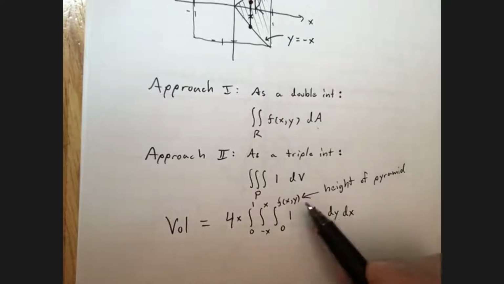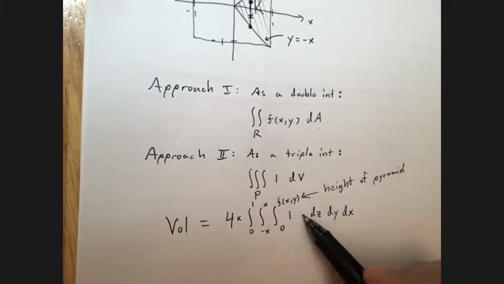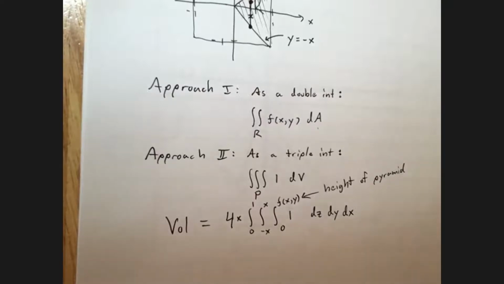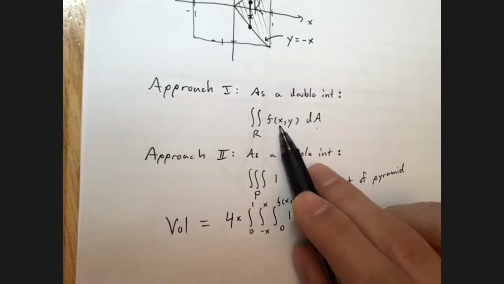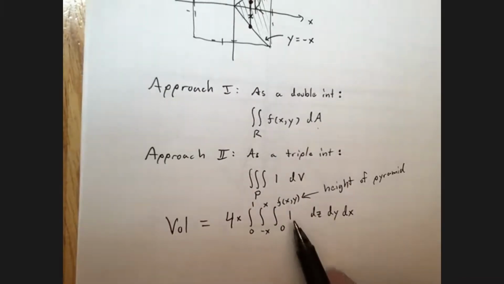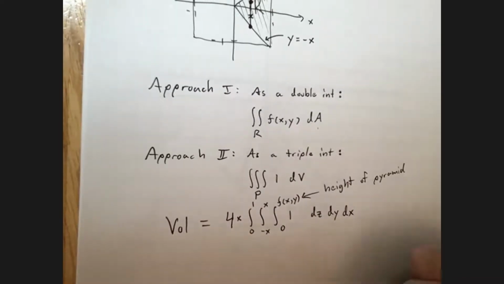The f of xy is not the thing that goes in the integrand in the triple integral. It is the height that z goes to. It does happen to be the integrand in the double integral, if you set it up that way, but it's not the integrand in the triple integral.